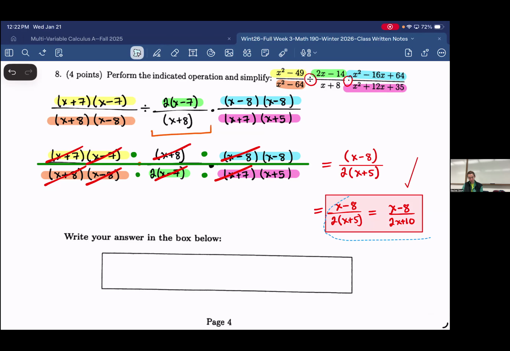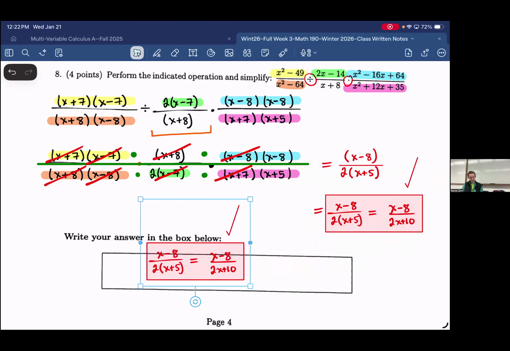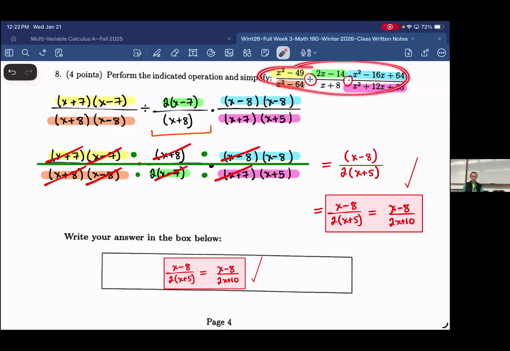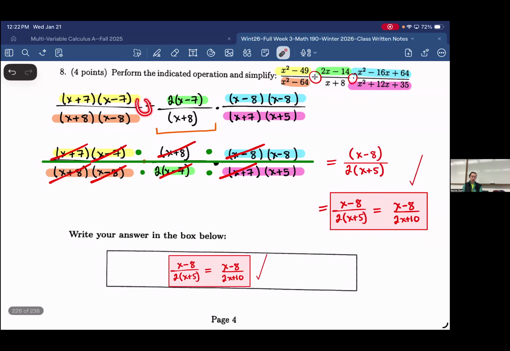And that's it. So it's less daunting when you break it up into steps. Factor out anything you can first, manipulate the operations, and then cancel out the repeated binomials. And then you're left with something that's very, very straightforward.